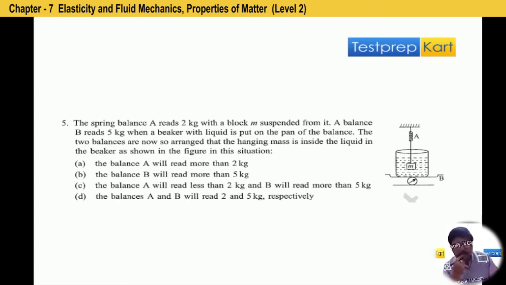The spring balance A reads 2 kg with a block of mass M suspended from it. Balance B reads 5 kg when the beaker with liquid is put on the pan of the balance. The two balances are now so arranged that the hanging mass is inside the liquid in the beaker, as shown in the figure. So in this case, the weight is a force, it is the spring mass plus the buoyant force Fb. What can happen?